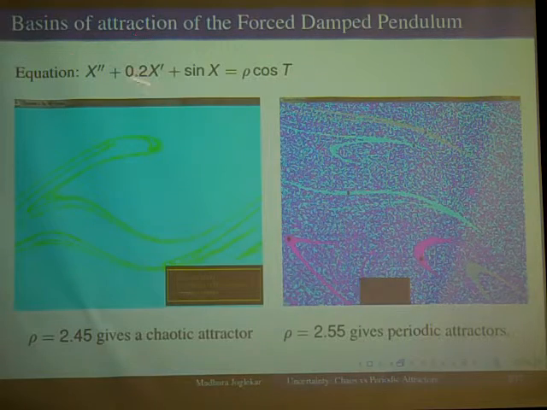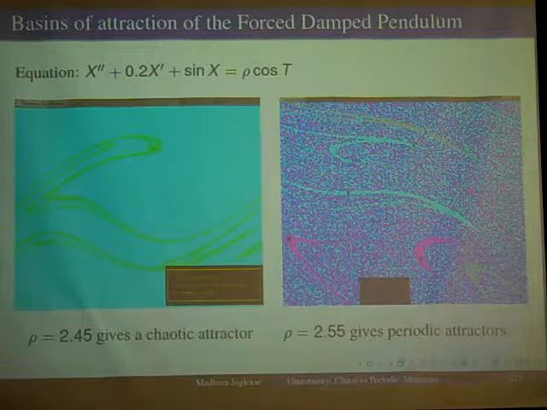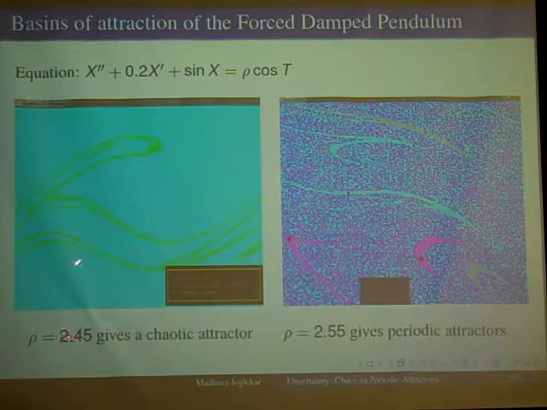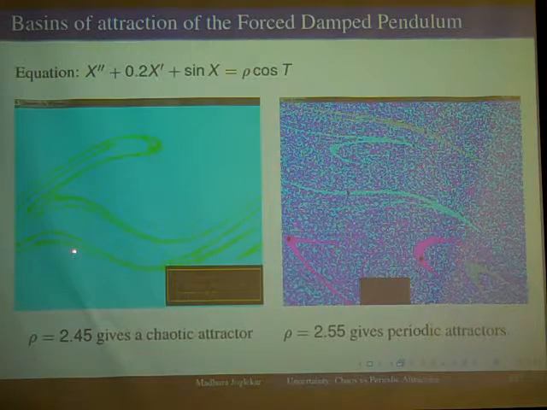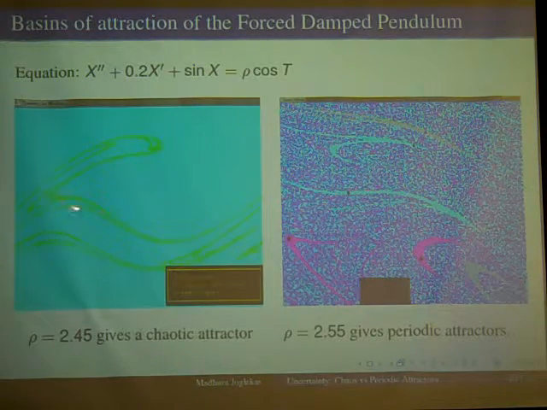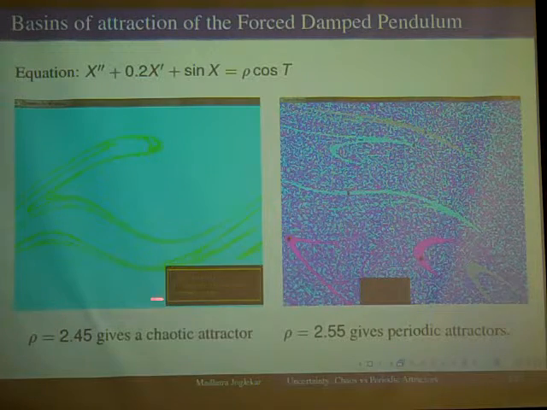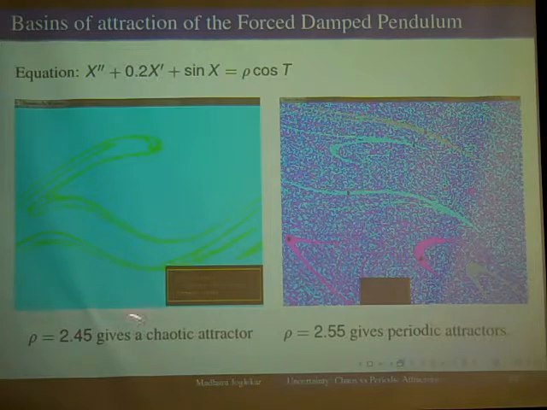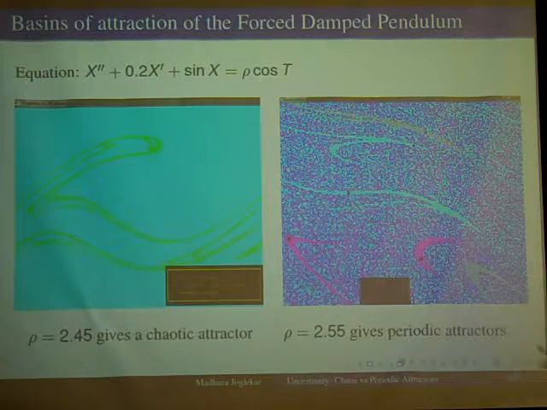As many of you might have seen, this is the equation of the force damped pendulum, where this is the forcing term and this is the damping term. And these two diagrams represent the basins of attraction of the force damped pendulum for two different values of the parameter rho. For rho is 2.45, the system has a chaotic attractor, which is denoted by this green region. The x-axis is the variable x, the y-axis is x prime. The blue region around it denotes the basin of attraction of the chaotic attractor.